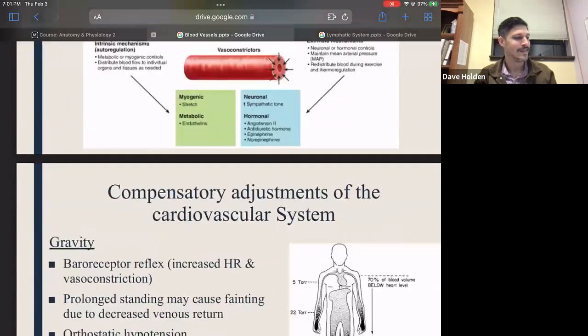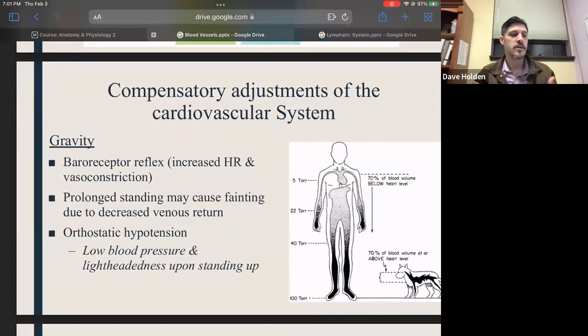All right. So as things change, how does the cardiovascular system compensate for these changes? Well, one thing we have is gravity, right? We are constantly being pulled down by the force of gravity. So the cardiovascular system is going to have to figure out a way of overcoming the pressure of gravity. One of these is the baroreceptor reflex, which causes increased heart rate and vasoconstriction.